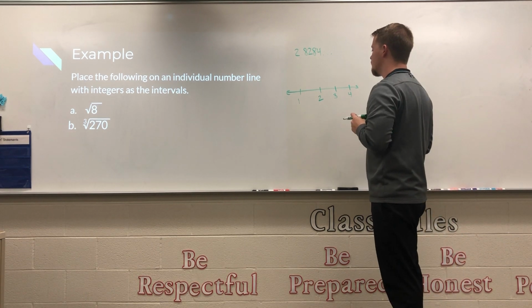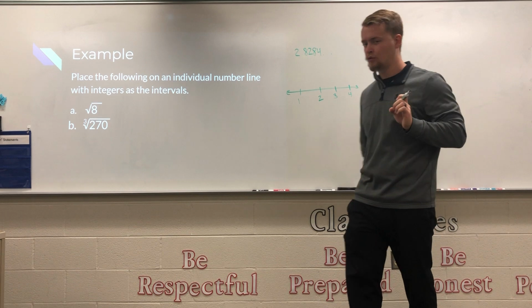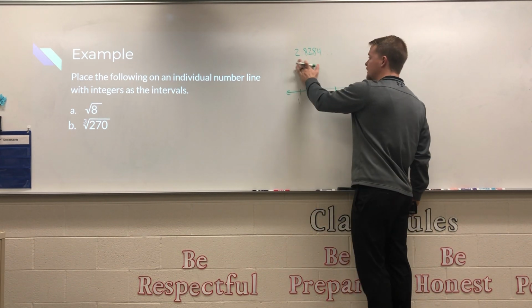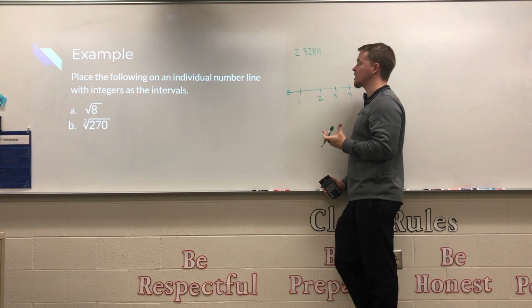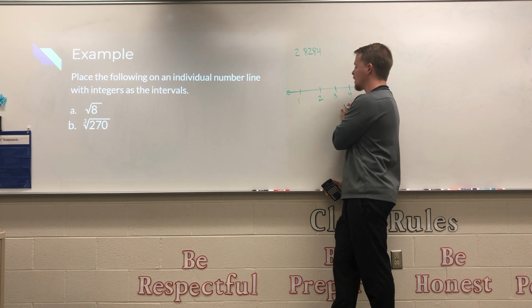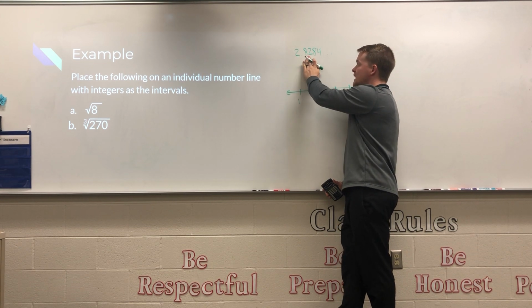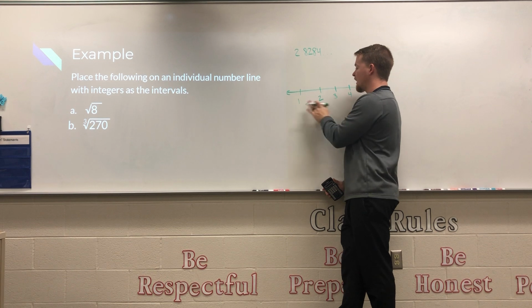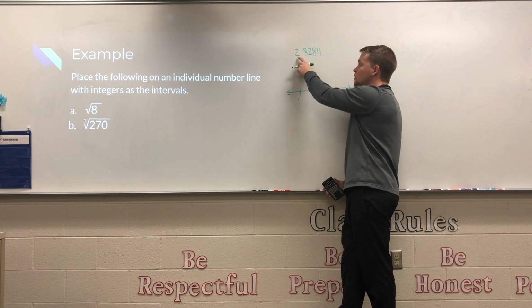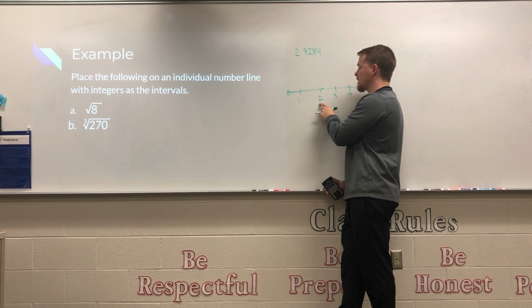So the main thing here is you're obviously not going to be able to get it right on the dot where it needs to be. But you do need to make sure it's in the right vicinity or location close to where it should be. Because on this number line, if it's 2.82, I know it's between 2 and 3. But if I place it like right here, that would not be right. Because we know 2.8 is going to be way closer to 3 than it is to 2.